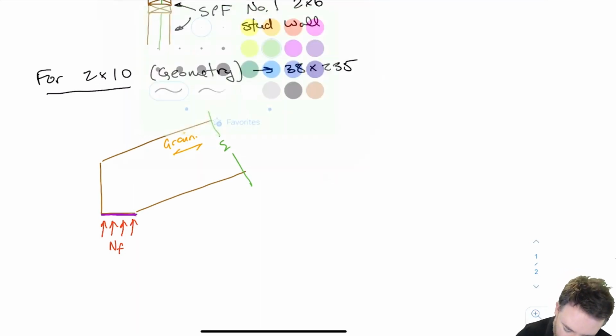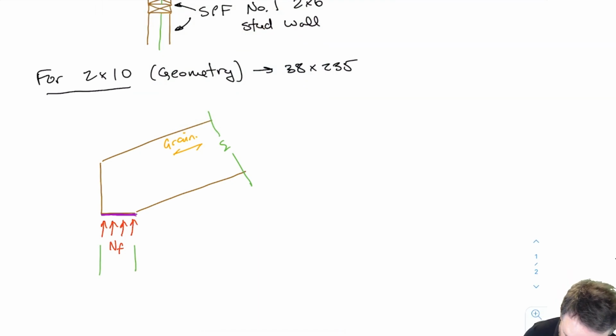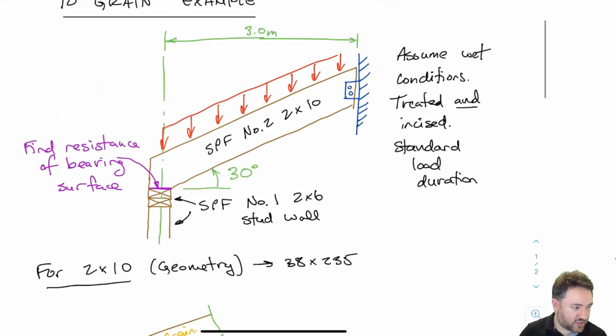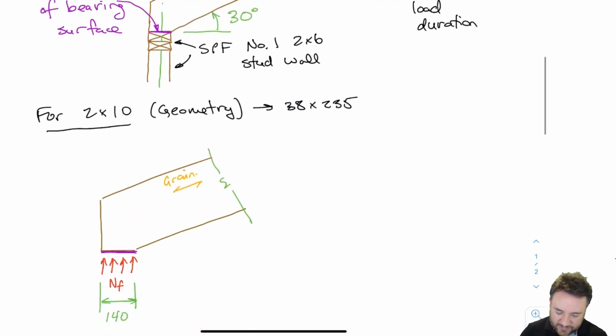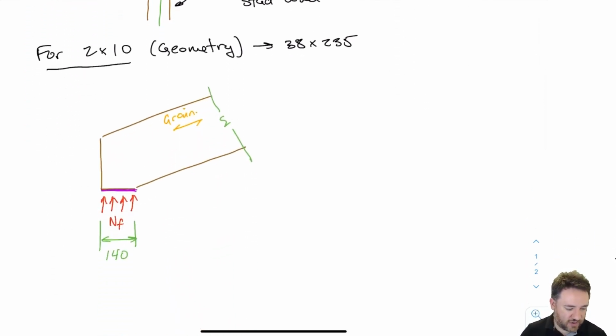We also know that this dimension here is going to be 140. The reason is because we have this 2x6 stud wall, and this dimension here of the stud wall is going to be 140. That's the 6 direction. We can see that because of the orientation of the top plates, which have the crosses in them, indicating that we're looking at the cross section. The wide way is across and the short way is up and down. So 2x6 is 140 across. That means that this surface, which fits on top of the 2x6, is also 140 across.